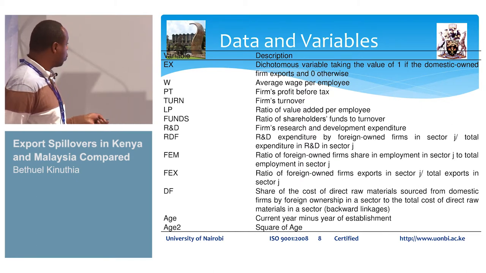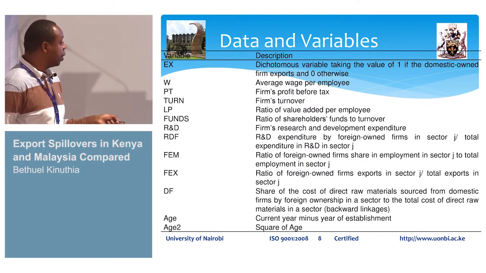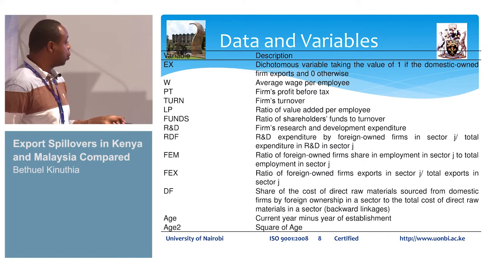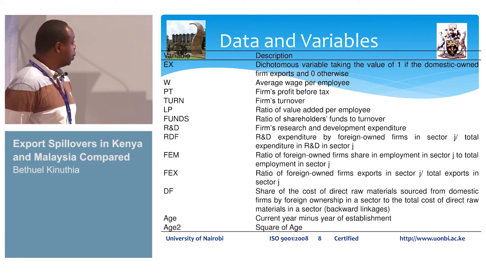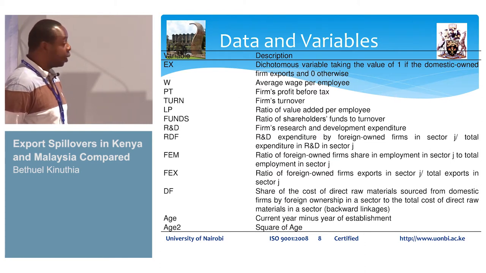Then we also have the last proxy of the spillovers, for backward linkages, and that is the share of the cost of direct raw materials sourced from domestic firms by foreign firms in a sector to the total cost of the direct raw materials. So that captures the backward linkages. And then of course we use other variables, control variables.